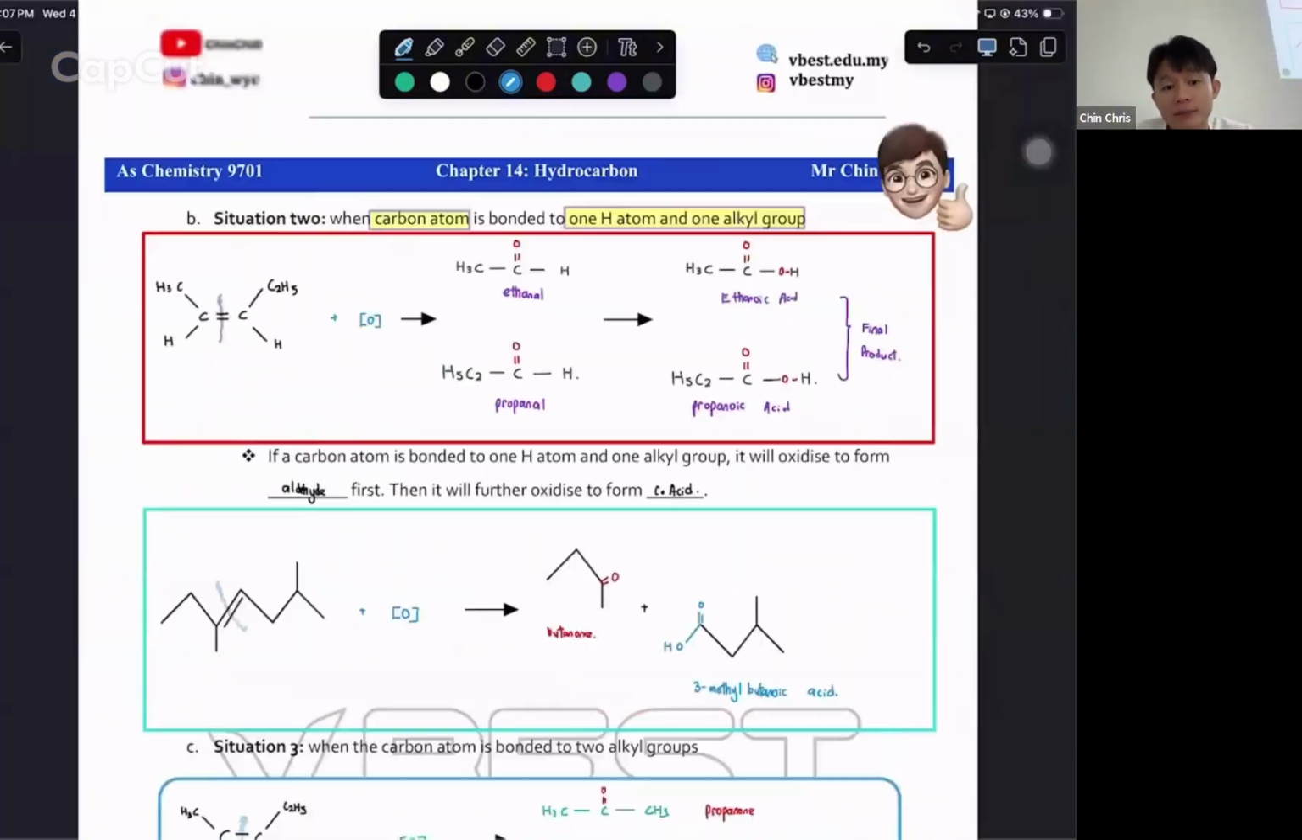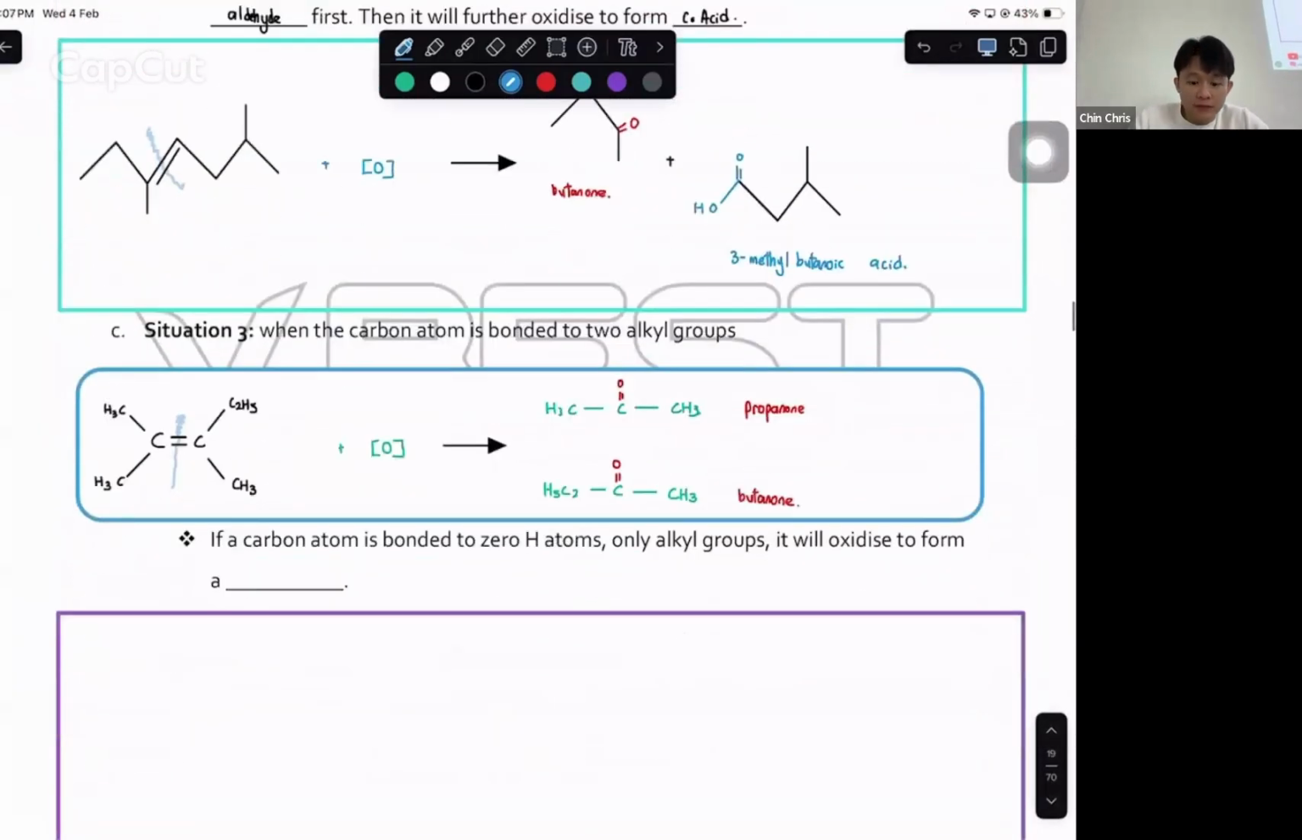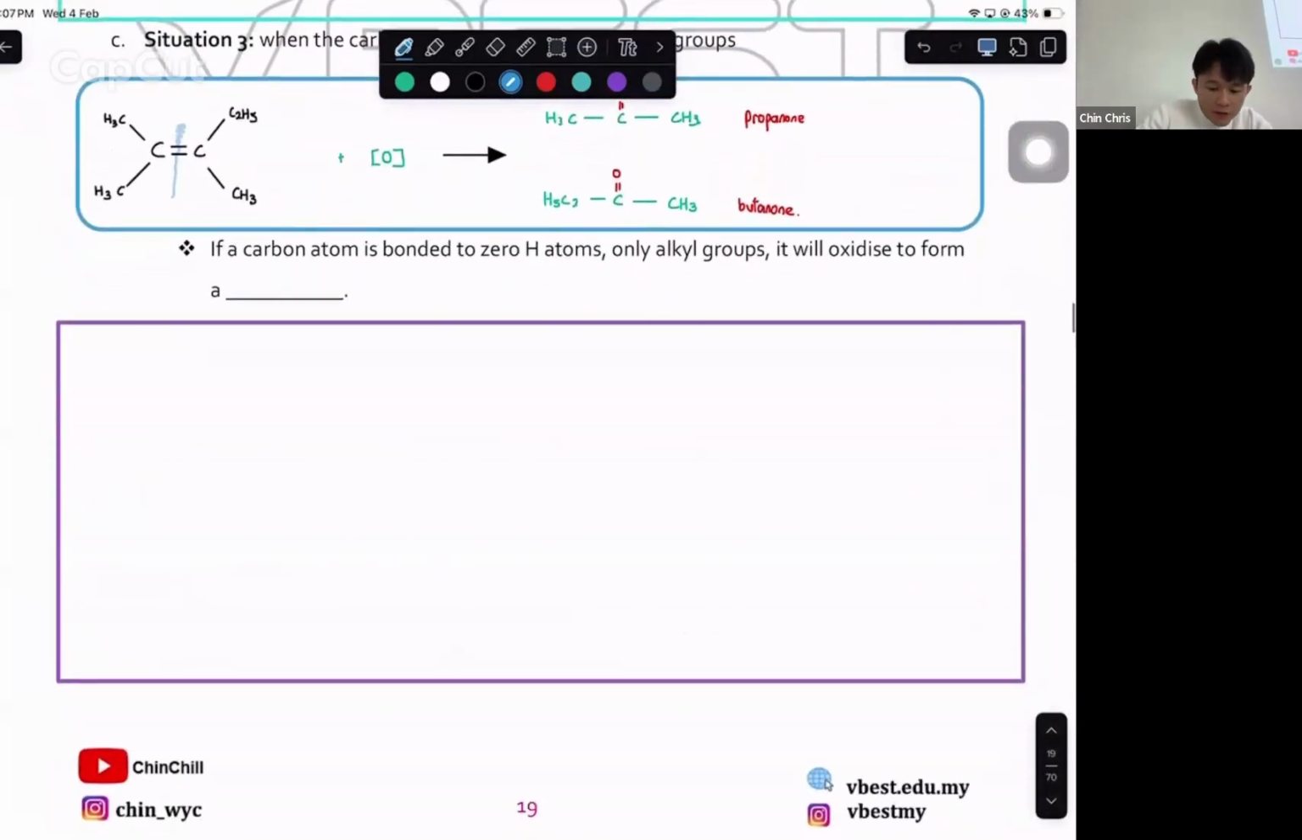Alright, guys, you want a tricky one, right? Because in my class, I always make the questions very tricky. I'm gonna give you a tricky one. Finally, if a carbon is connected to 0, it will oxidize to turn into a ketone. Now, a tricky one is coming.